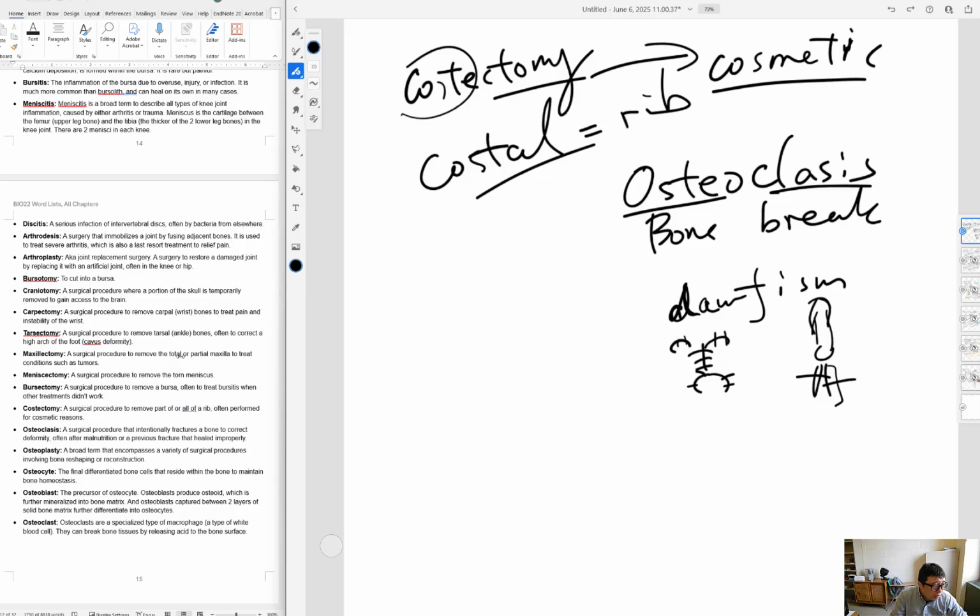What's the next one? Osteoplasty. That would be a collective term for bone reshaping surgeries. I'm not sure exactly which kinds, but some people may make the lower jawbone, the mandible, sharper, which is one thing I can think of. Okay, the last three, I would like to put on a new page.